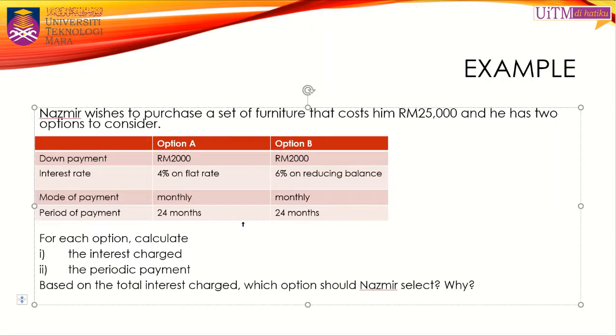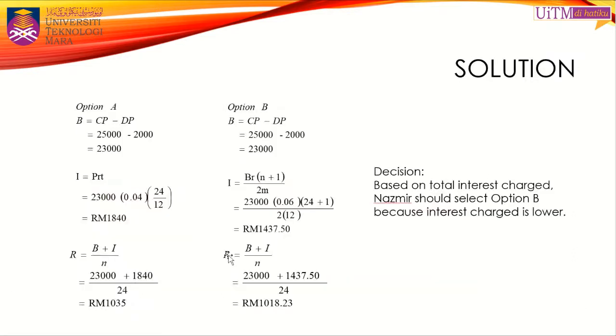Alright, so let's see what the question asks you to do. For each option, calculate the interest charge. So first they ask you to find the interest charge, and then the second one, find the periodic payment, and lastly they ask you to decide which option Nazme should select. So that is the last thing. First we look at how we can calculate the interest charge for both options, and then the second one, finding the periodic payment for both options.